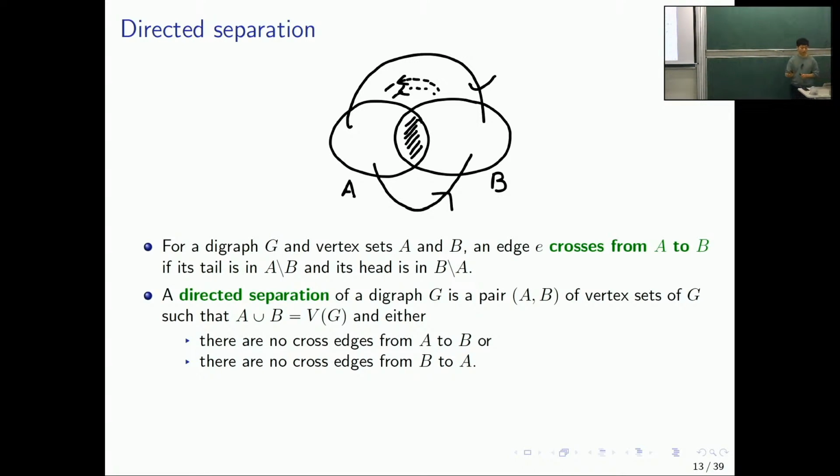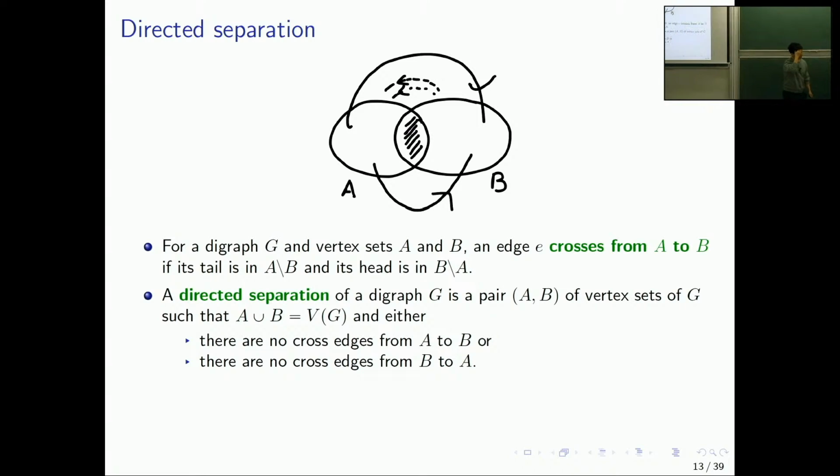A directed separation is an ordered pair of vertex sets (A, B) such that their union covers the whole vertex set, and there are no crossing edges from A to B, or there are no crossing edges from B to A. So basically, the intersection blocks one direction of the edges.